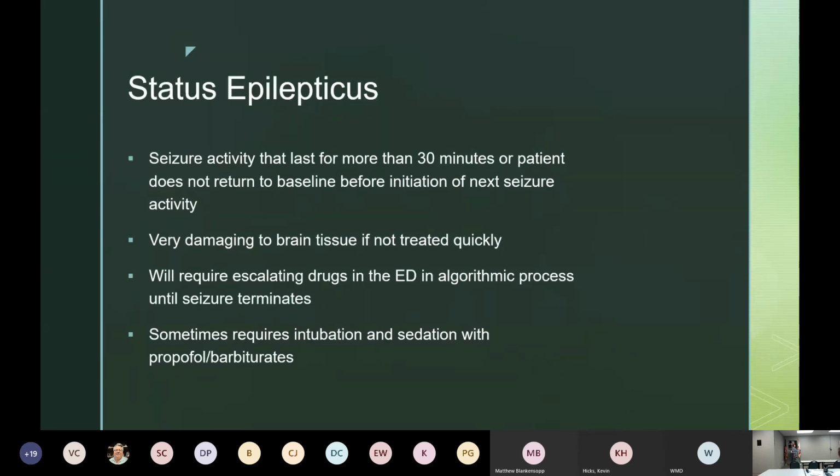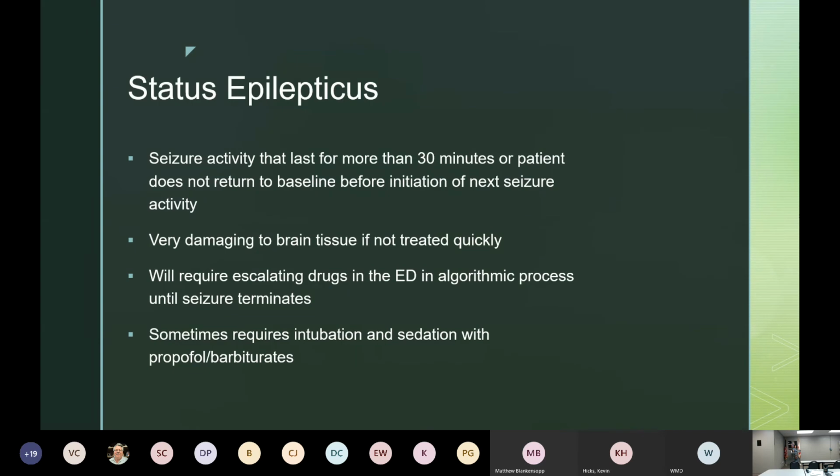Basically, what happens in the ED when we get these patients, we have a very algorithmic process of different drugs we escalate to. But eventually, these patients, if they don't break, they'll just need intubation and sedation with propofol is usually what we do. We can also load them in the ED with phenobarbital. You'll treat them the same way in the field.